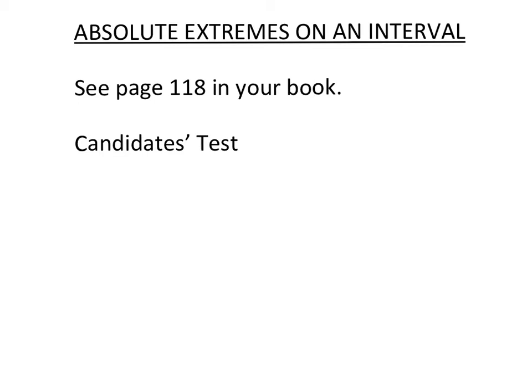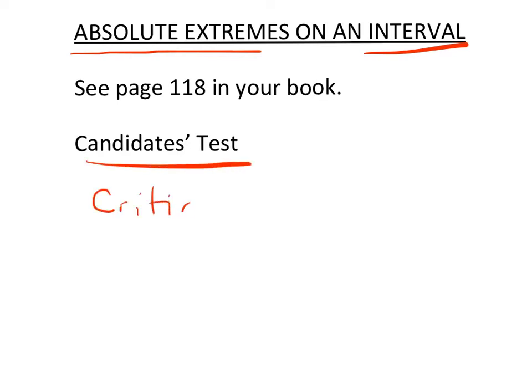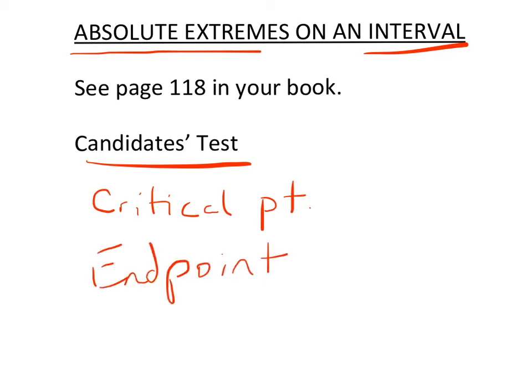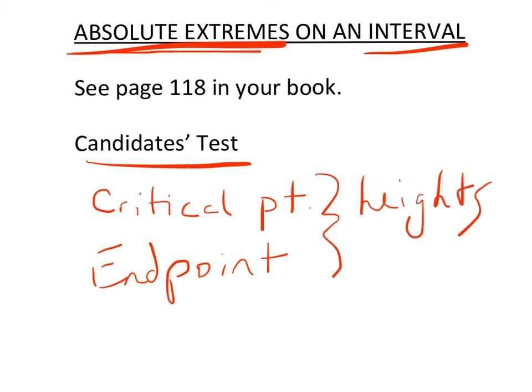But what it says is that if you are asked for the highest possible place or the lowest possible place between two x values, the candidates' test says that they will either happen at a critical point or at an endpoint. We're going to test all of these and find their heights, and that's going to help us make a decision on which are the tallest. Let's take a look at an example.